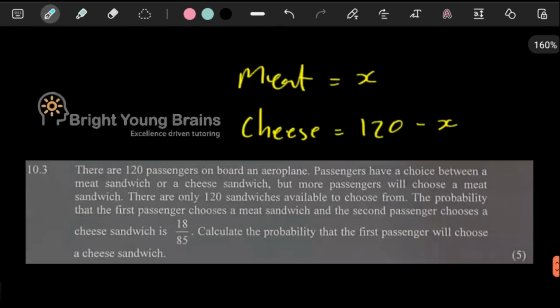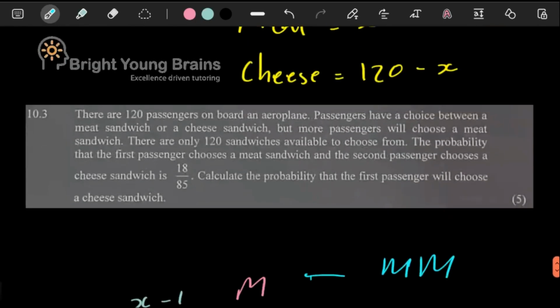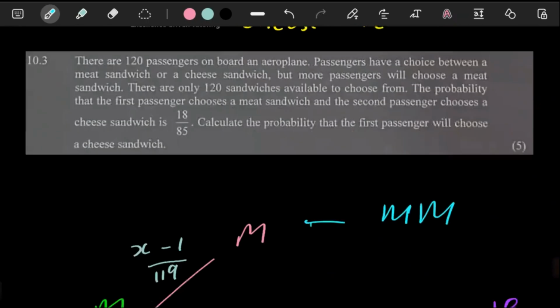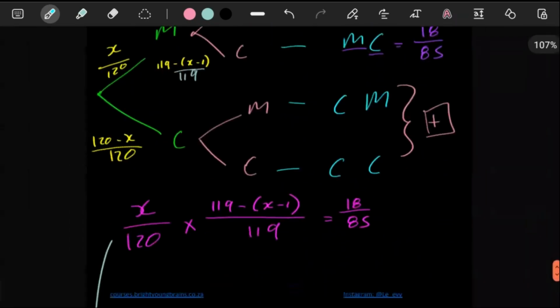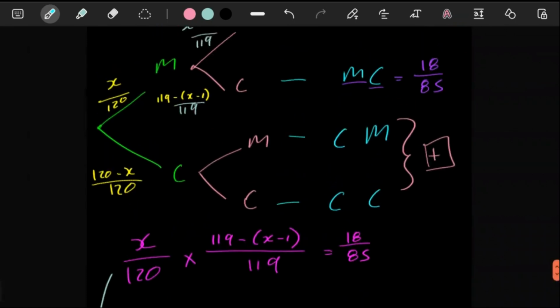Anyway, so we have a value of x. They said the probability that the first person chooses meat and the second person chooses cheese is 18 over 85. Calculate the probability the first person will choose a cheese sandwich. Since we have our value of x, it makes this question easier. The fortunate thing is it doesn't matter which one is 84 and which one is 36. Mathematically speaking, it doesn't matter.